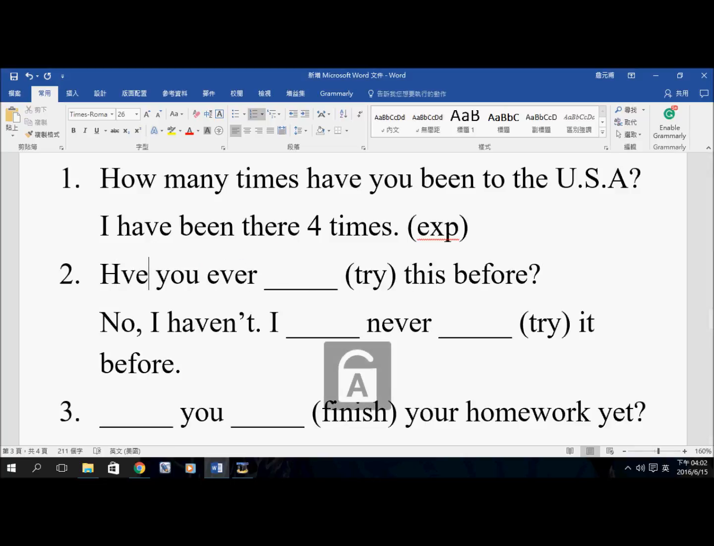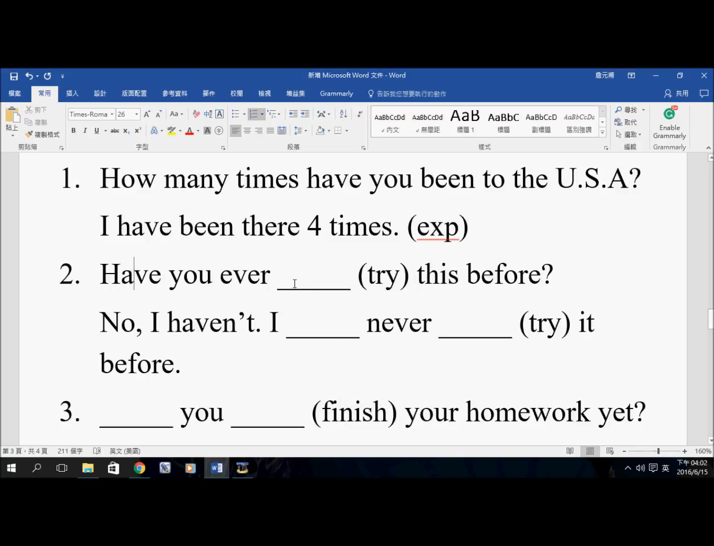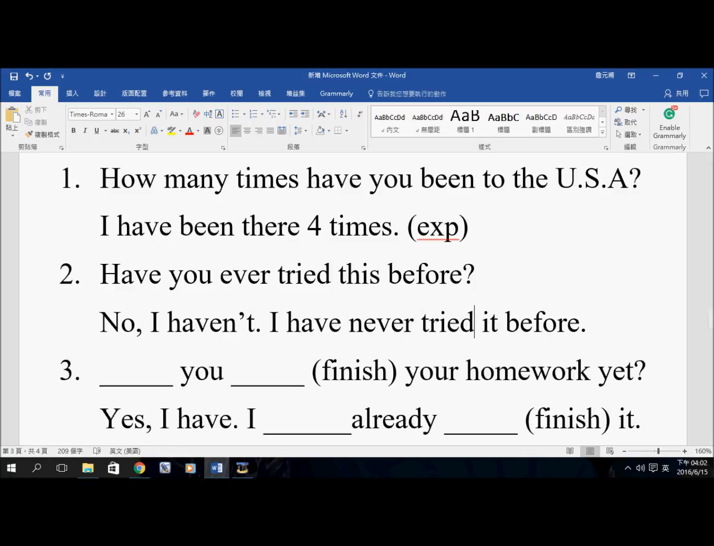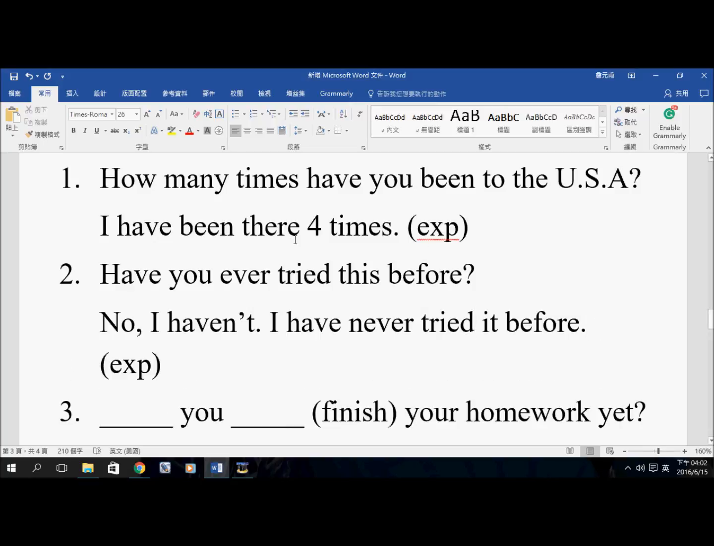So, have you ever? Now, the verb past participle of try is tried. It's a regular verb, so tried. Have you ever tried this before? No, I haven't. I have never tried it before. Again, it's experience, so no present perfect continuous.